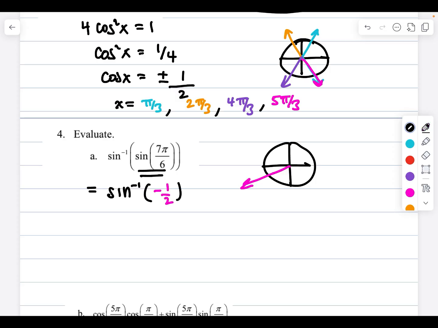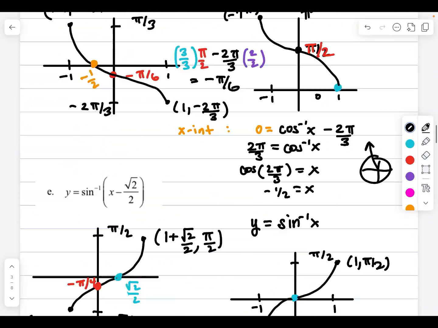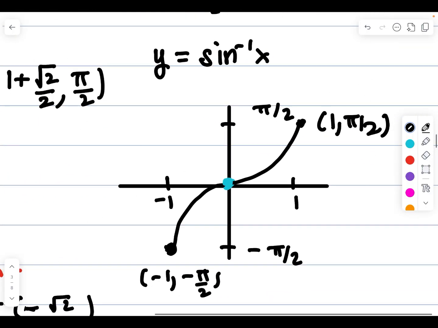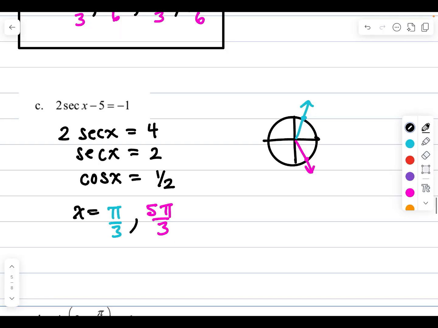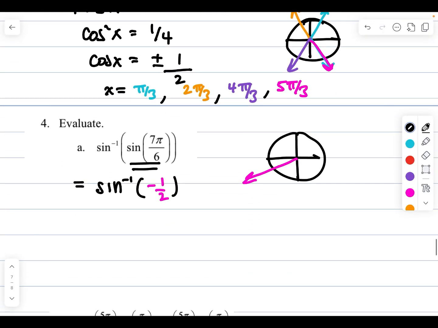All right, question 4. So let's first evaluate the sine of 7 pi over 6. Here's the angle 7 pi over 6. The sine of that angle is negative a half.